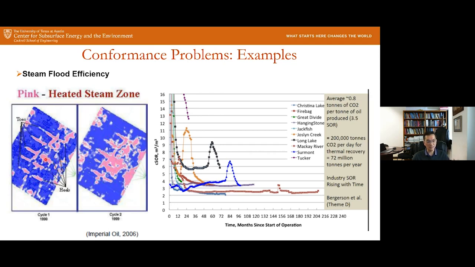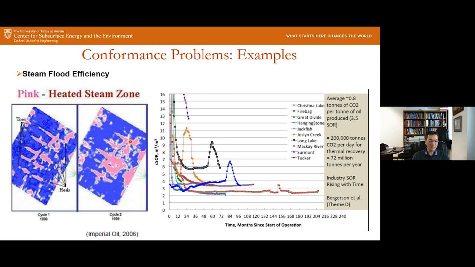These two images are an interpretation of 4D seismic, indicating the temperature distribution during steam injection. The pink shows the heated, high temperature steam zone, and the blue shows a lower temperature or cold zone. You can see that for the first cycle of steam injection, the steam starts to propagate away from the injectors. But into cycle two, there's no longer a uniform steam propagation out of these injectors, a very non-uniform propagation of the steam chamber.